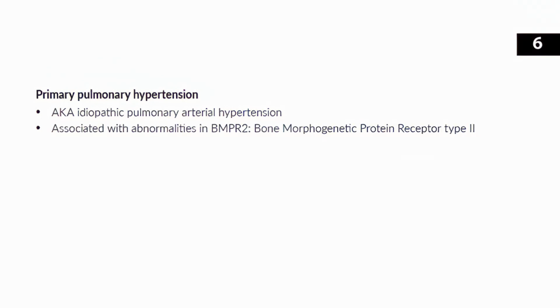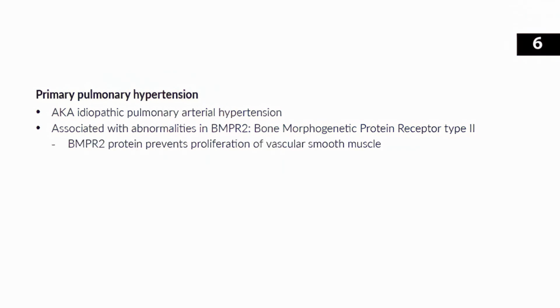Now, pulmonary hypertension comes in two basic flavors. There's primary pulmonary hypertension and there's secondary pulmonary hypertension, just like there's primary or essential systemic hypertension and there's secondary hypertension. Primary pulmonary hypertension can also be called idiopathic pulmonary arterial hypertension. It's associated with mutations in a gene called BMPR2. That stands for bone morphogenetic protein receptor type 2. I like it so much better when they name the gene or the protein after the disease it causes, like dystrophin causes muscular dystrophy. Why didn't they just call this pulmonary hypertensinogen or something?